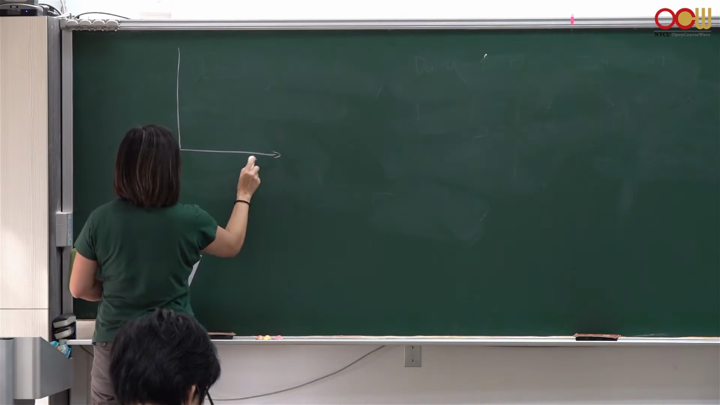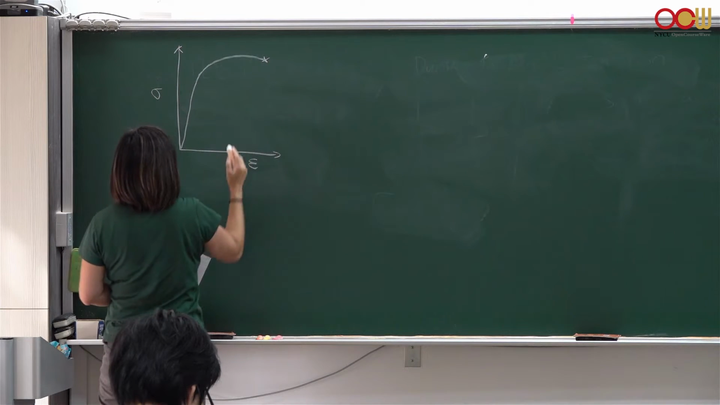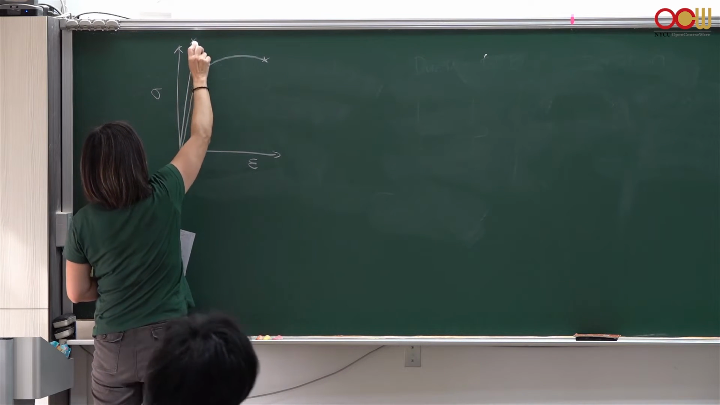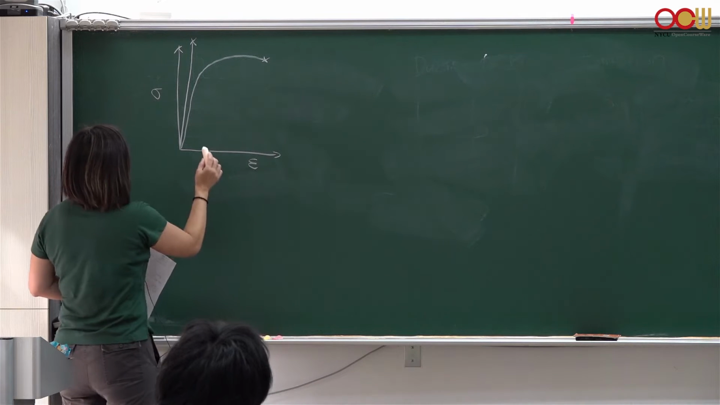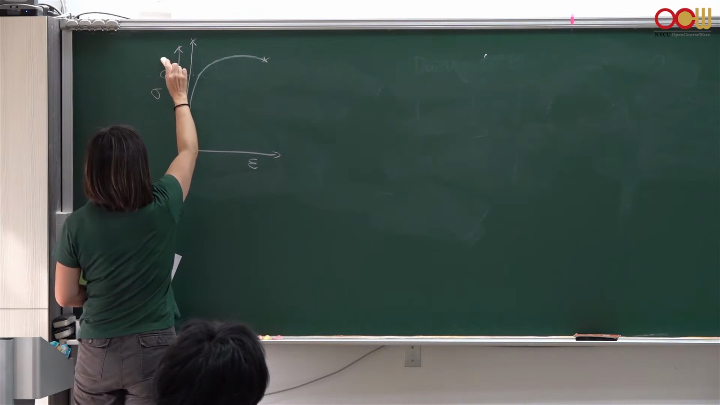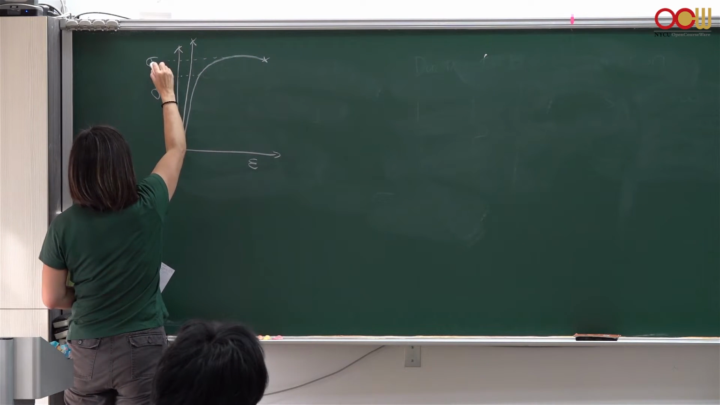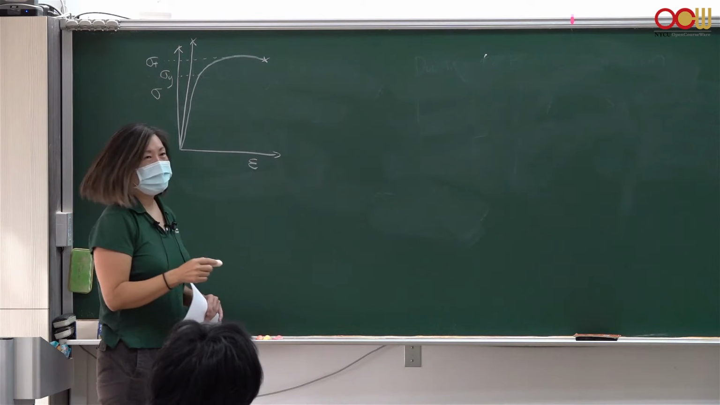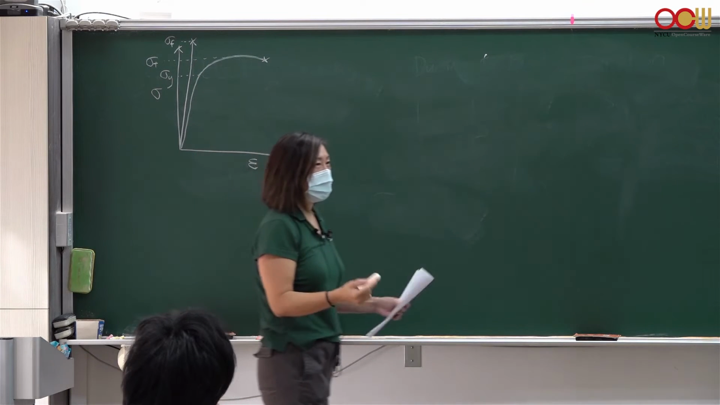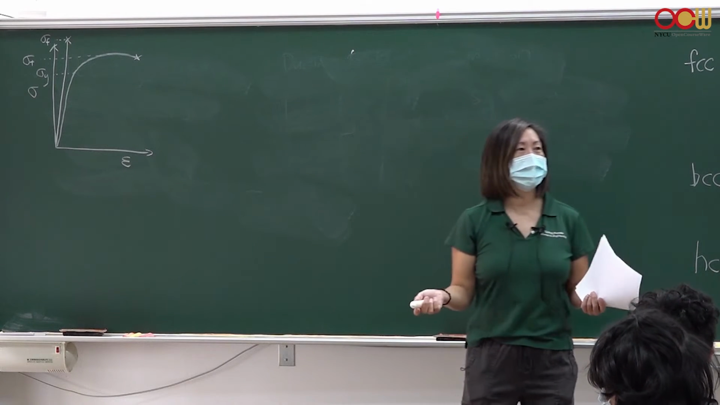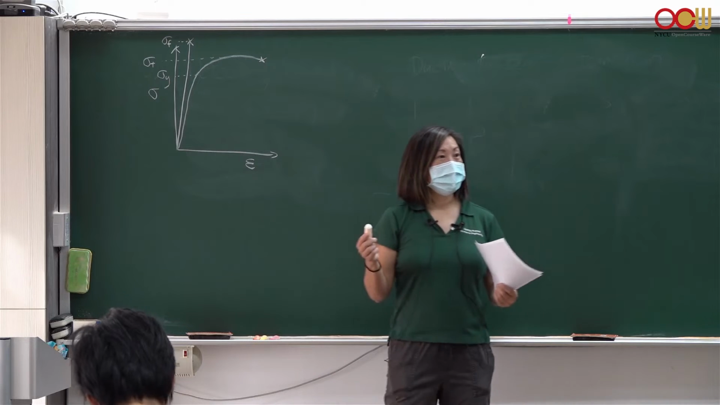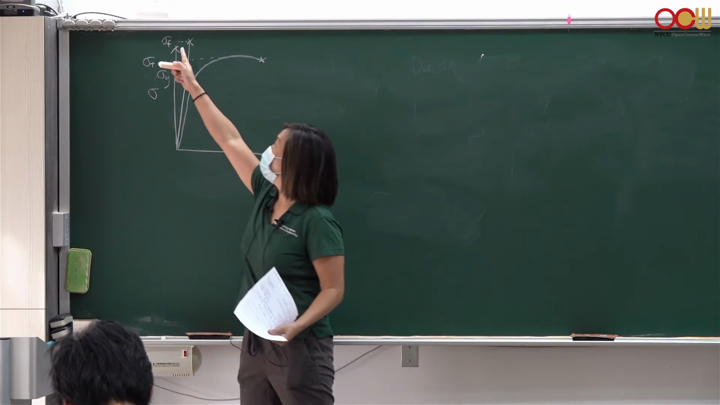So just a reminder, this is our stress strain diagram. This is a ductile material. This is a brittle material. And for a ductile material, you have yield stress, and then also the tensile stress. There's a maximum stress there. And then for a brittle material, you only have one stress, the stress at which the material is expected to break. Okay?